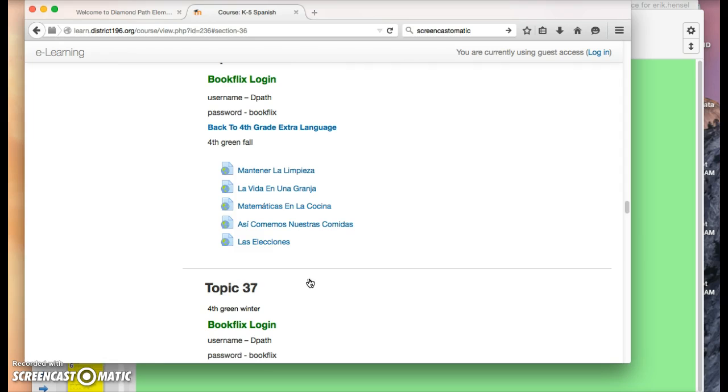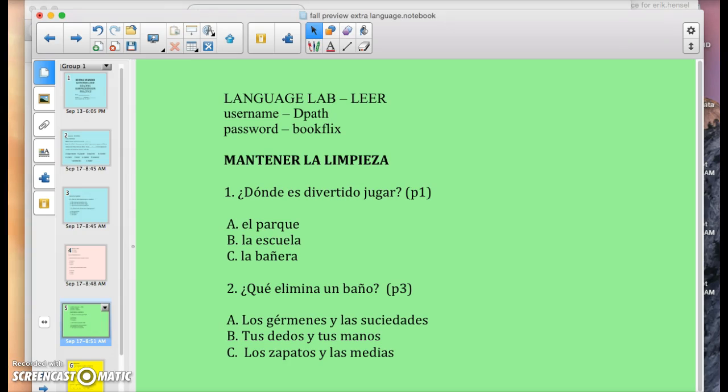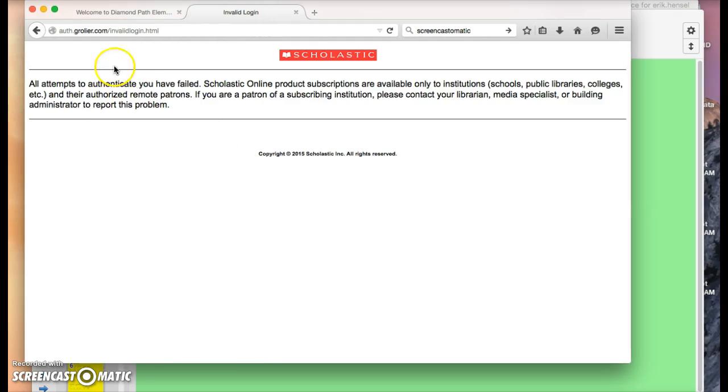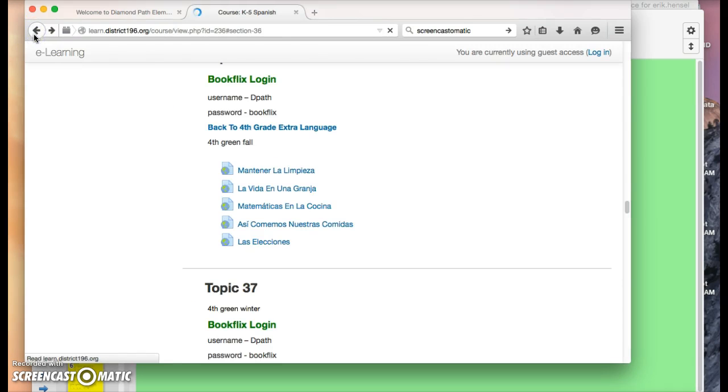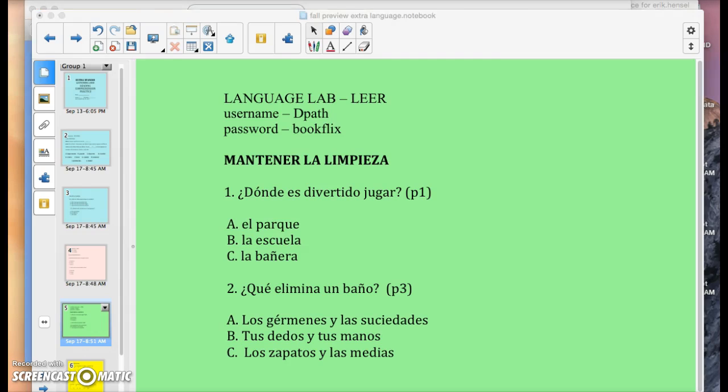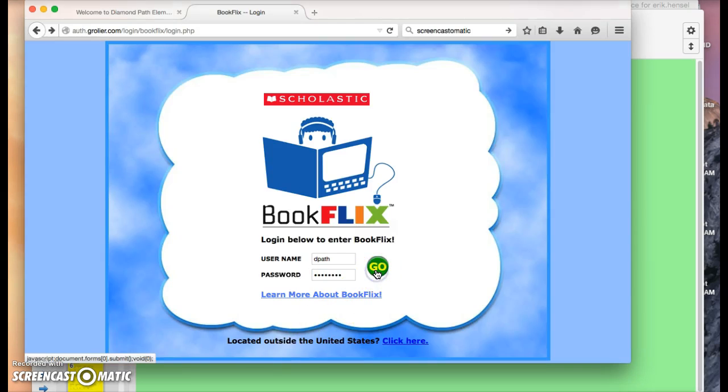And then click right here on the green sheets. And you're going to click here on the story. And the first one that we have here is mantener la limpieza. So that's the first one that we're going to read. When you click on it right here, oh, it won't let you watch it. You have to log in with the BookFlix password. So click on the BookFlix login right here. And again, your username is on there. It's going to be dpath. And your password is going to be BookFlix. And if you forget what it is, it's always going to be right up here. Username dpath, password BookFlix. And then click on go.